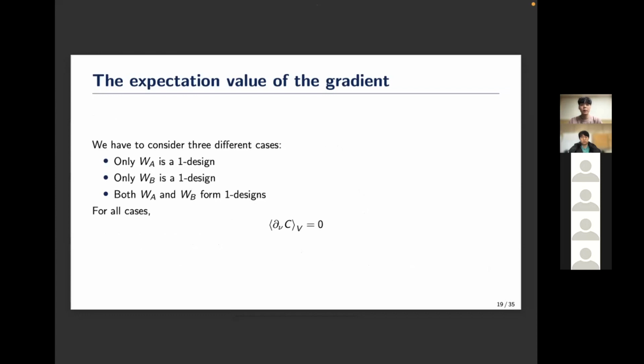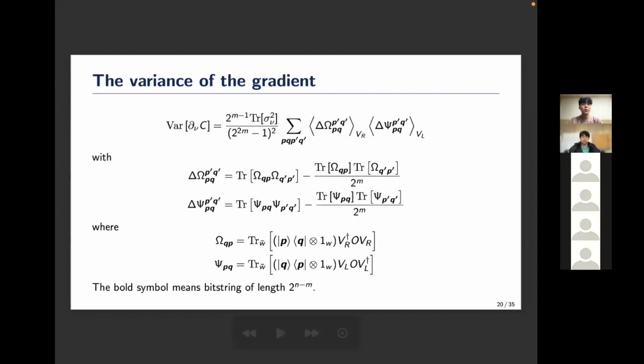The cases are: only WA is a 1 design, only WB is a 1 design, and both WA and WB form 1 designs. For all cases, the expectation of the partial derivative of the cost function is 0. We can also calculate the variance of the partial derivative of the cost function. Since the formula is very complicated, they got the upper bound and the lower bound.